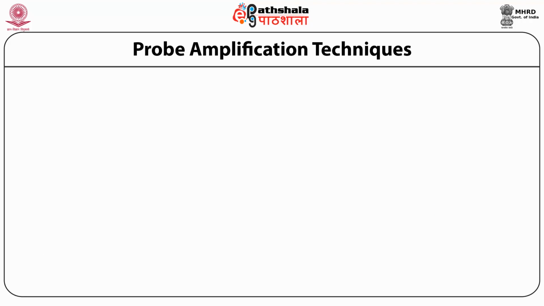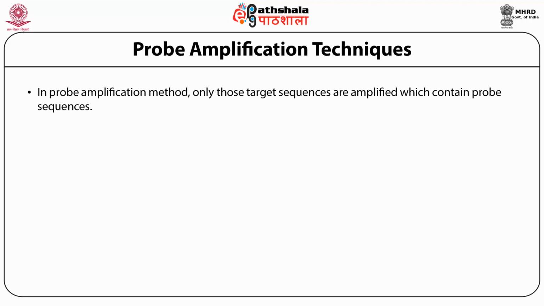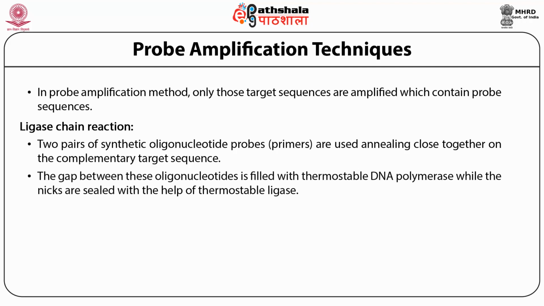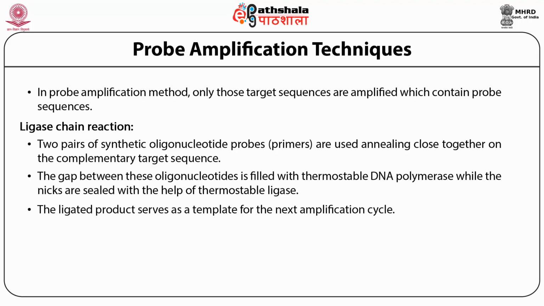Those were the target-based amplification techniques, and now we will discuss the probe-based amplification technique. In the probe amplification method, only those target sequences are amplified which contain the probe sequence. And for this, the most important method is ligase chain reaction. Two pairs of synthetic oligonucleotide probes are used, annealing close together on the complementary target sequence. The gap between these oligonucleotides is filled with thermostable DNA polymerase, while the nicks are sealed with the help of thermostable ligase. The ligated products serve as a template for the next amplification cycle.